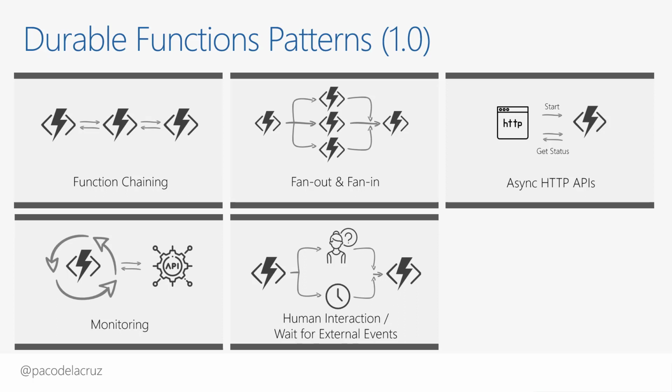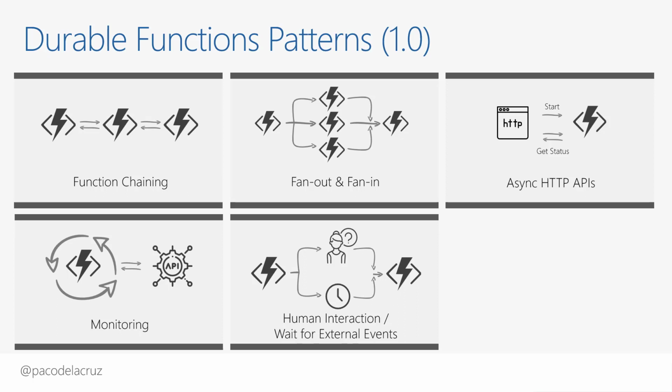We can also implement a monitoring pattern. So let's say you have an API or a resource that you want to monitor with an endless loop. You can have an orchestration that checks the status of your external API every 5 minutes, for example, and then if there are some conditions, you need to do some logging or raise some alerts, so you can implement this with durable functions.